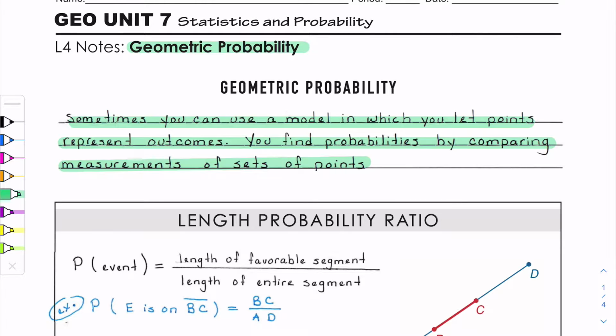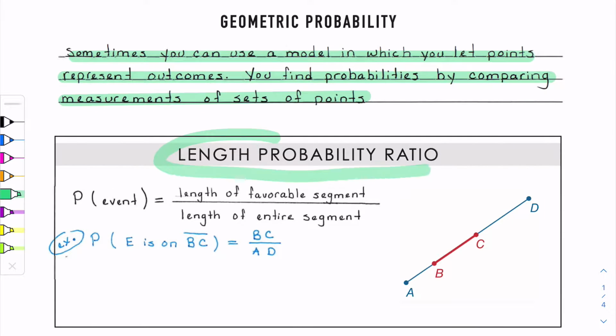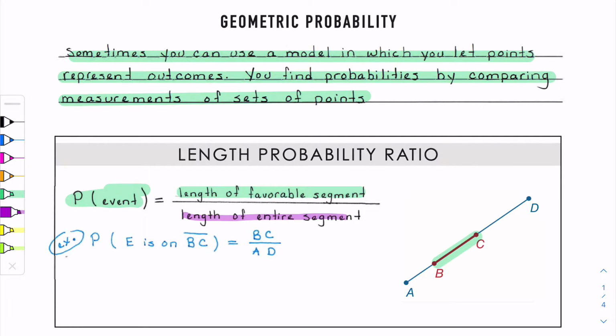To sum that up, let's take a look at the length probability ratio. This is telling you that the probability of an event happening, this is the notation we use right here, is found by the length of the favorable segment, meaning the length of the segment that you are looking for something to happen on, or whatever the case may be, divided by the length of the entire segment.